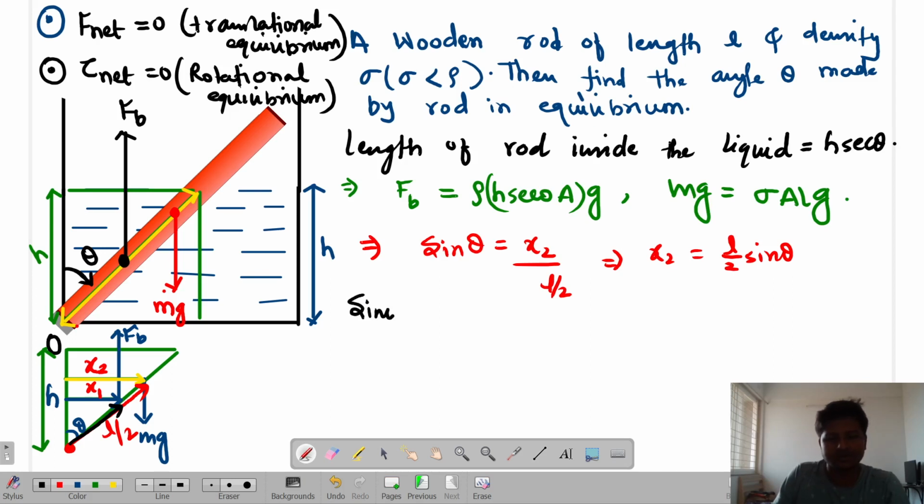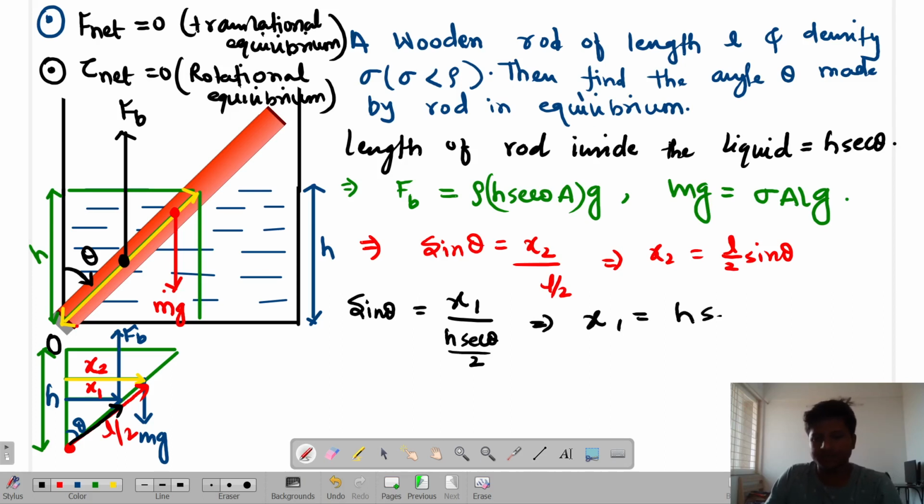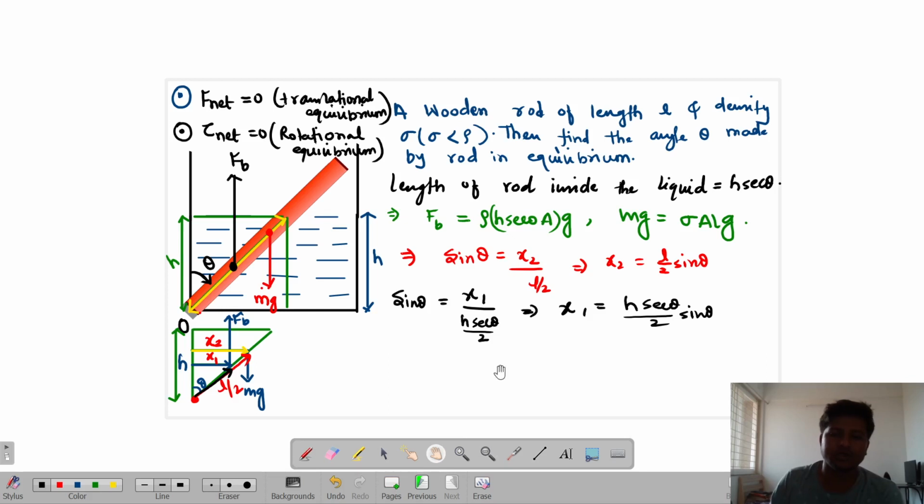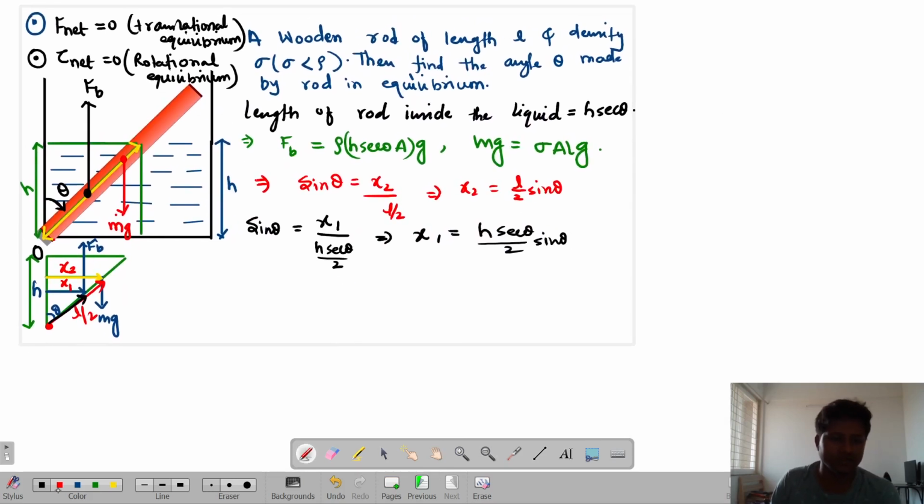So sine theta must also be equal to x1 divided by this length, which is h sec theta divided by 2. Are you able to get me or not? Is that clear? So x1 is equal to h sec theta by 2 into sin theta. Is that clear? So these are your different force equations over here.